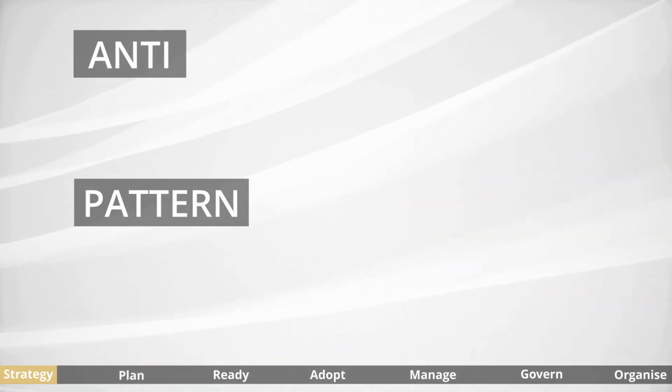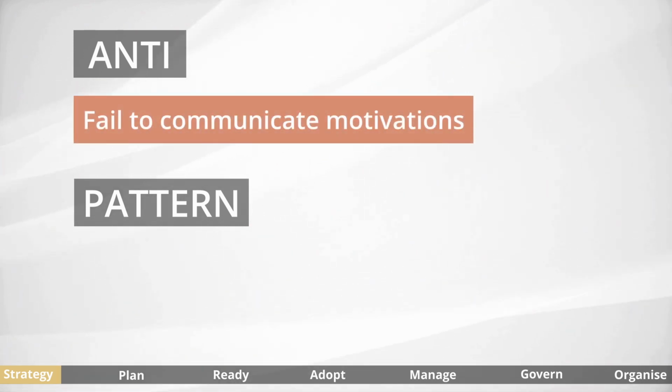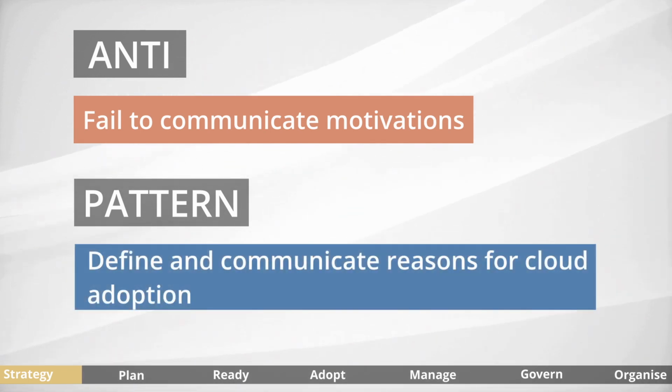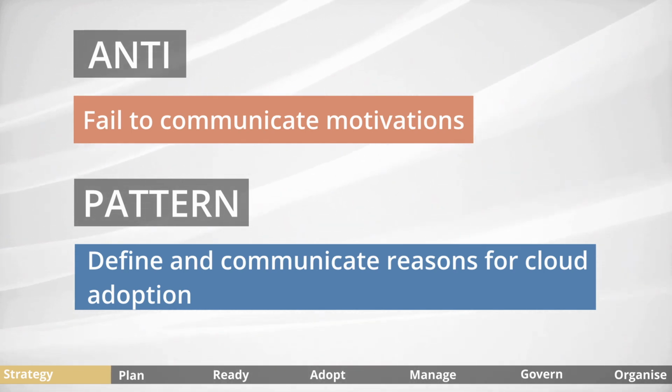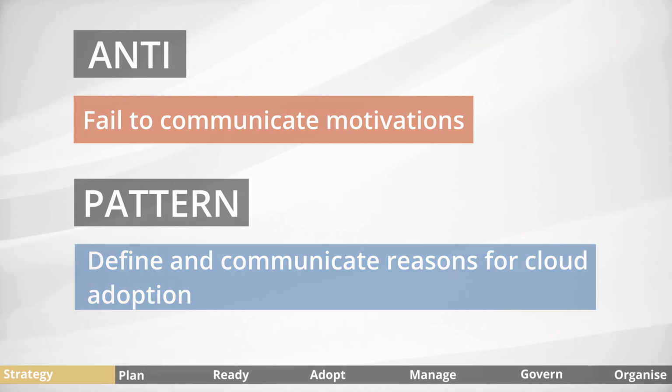Next antipattern is fail to communicate motivations. Cloud adoption initiatives can fail if a company's motivations aren't aligned. A business may realize the benefits of cloud adoption, but fail to communicate them to the IT. Preferred approach is define and communicate reasons for cloud adoption. To successfully adopt cloud technology, it is important to have a clear understanding of why you want to do so. Once you have defined your reasons, communicate them effectively across your organization. This will help ensure both your IT and business teams are more receptive to the adoption process.